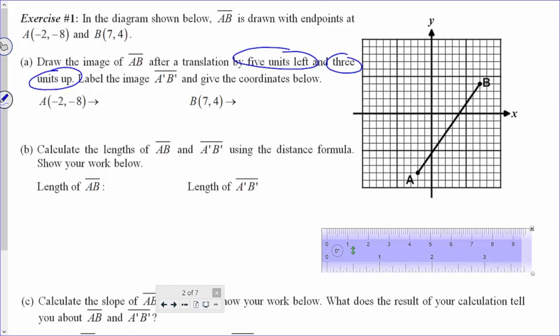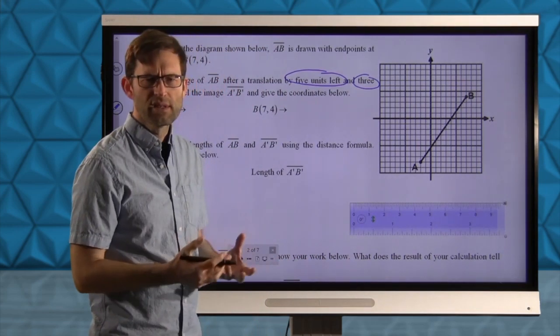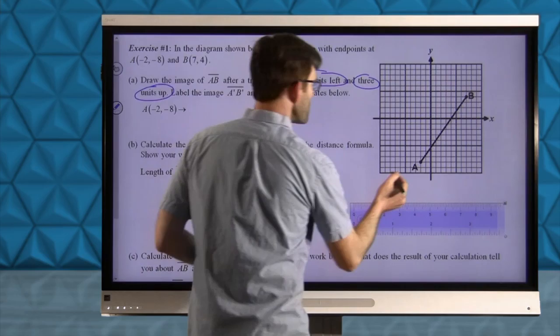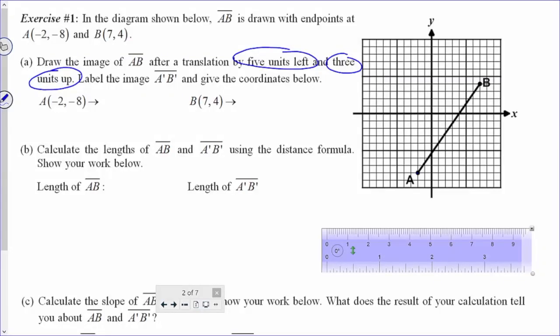Okay, let's do it. We need to translate 5 units left and 3 units up. Let's do that together with point A and see if we can see a little bit of arithmetic that will help us do translations a lot quicker. If I take A and move it 5 units to the left and 3 units up, then A prime is sitting at (-7, -5).